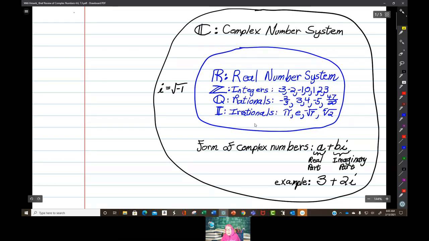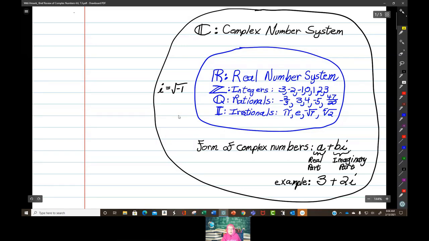The complex number system actually includes the real number system. If you want to think in terms of sets, the complex number system is the big set that includes the real number system, which includes the integers. Here are examples of integers, and the rationals. Here are examples of rational numbers, numbers that can be expressed as fractions. And then the irrationals, numbers like pi and e, which you haven't met yet, but you will later in the semester. Negative the square root of 7 or the fifth root of 2. We could just go on and on. Those are just examples of numbers that are in our number system and can be found on the X and Y axis.